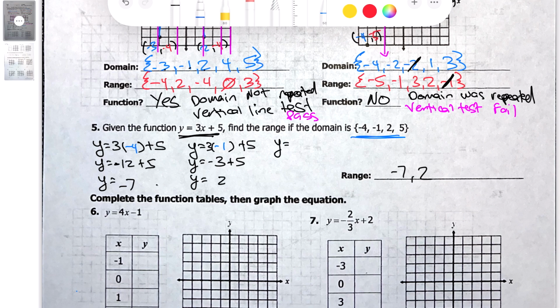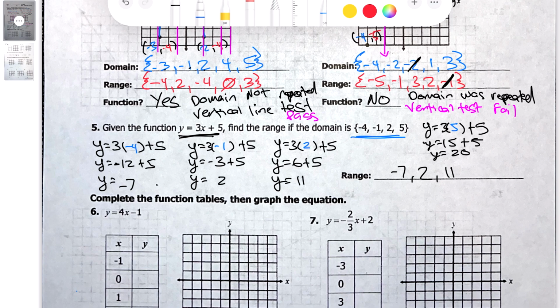All right, now I have y equals 3 times 2 plus 5. So there's my 2. So I have y equals 3 times 2 is 6 plus 5. So y equals 11. So those ones just add them together. They're both positive. So I get 11. And then I'll put my last one over here off to the side. Y equals 3 times 5 plus 5. So 3 times 5 is 15 and plus 5. So y equals 20. So there's my range.